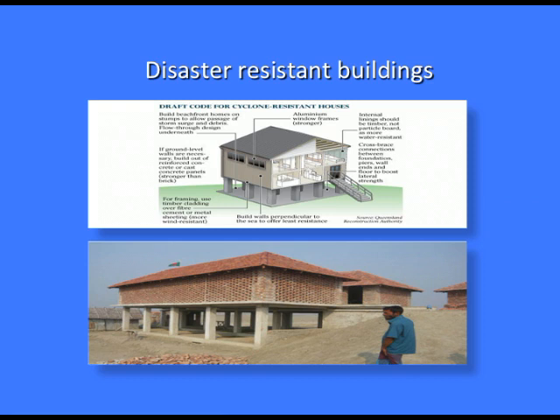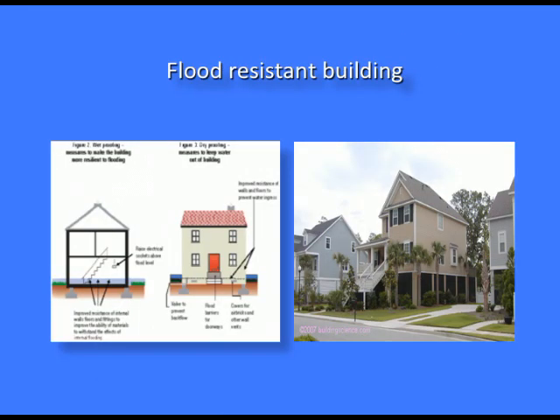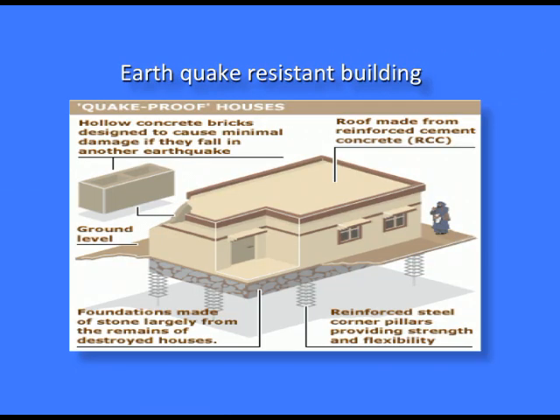Like we can go for disaster resistant building construction in the flood areas, where you can build the houses at an elevated position and the roof should be almost conical. Similarly, flood resistant, cyclone resistant and earthquake resistant buildings can be constructed. Under earthquake resistant buildings, we can go for RCC roof buildings and the bricks should be hollow.